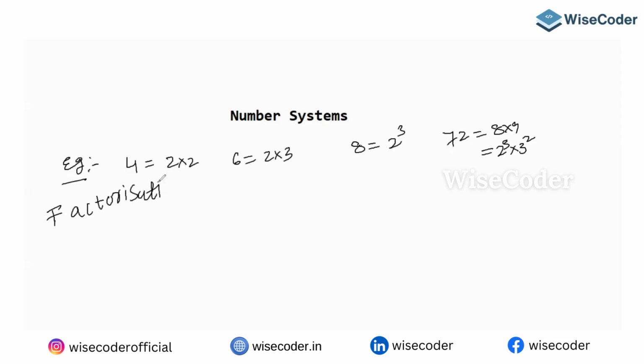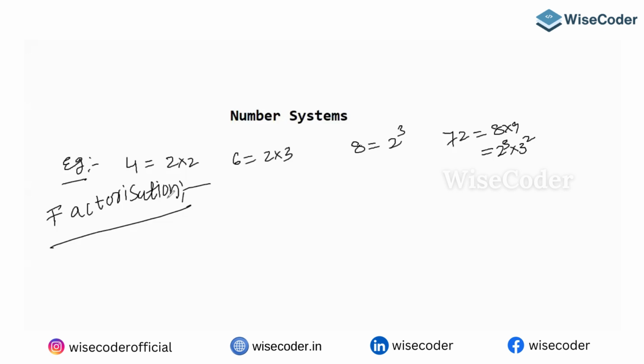Factorization. What do you mean by factorization? Please write down. The process of writing a number as a product of prime numbers is called factorization. Okay. Whenever you come across this, I can say primes are the atoms of the number system. Okay, primes are what? Atoms of the number system.